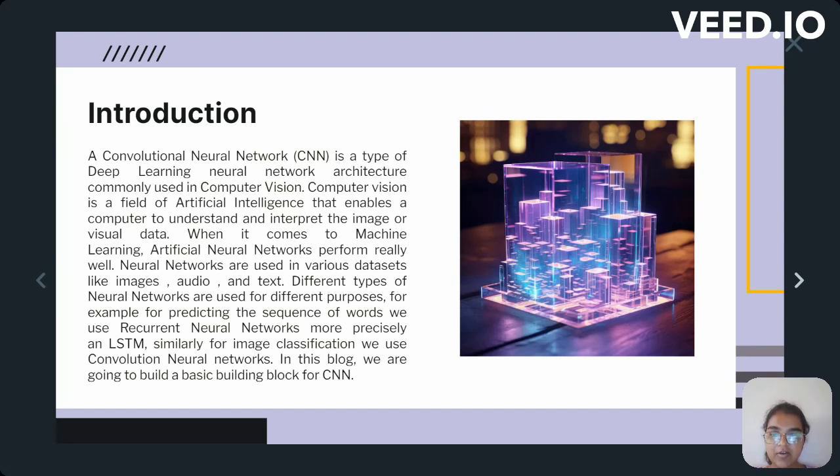For example, for predicting the sequence of words, we use recurrent neural networks, more precisely an LSTM. Similarly, for image classification, we use convolution neural networks. In this video, we are going to build a basic building block for CNN.